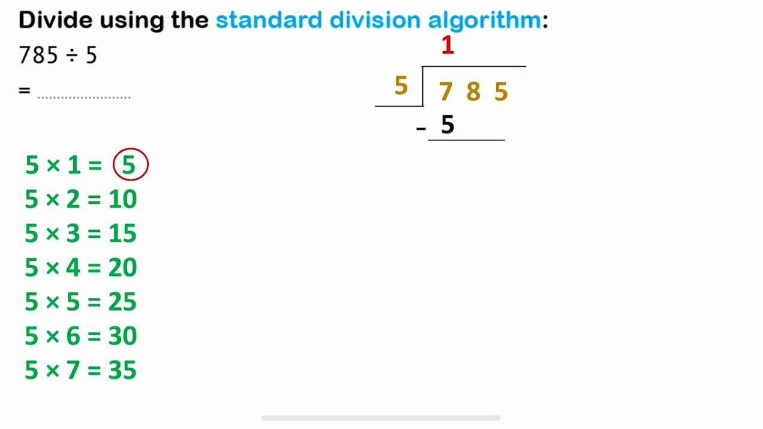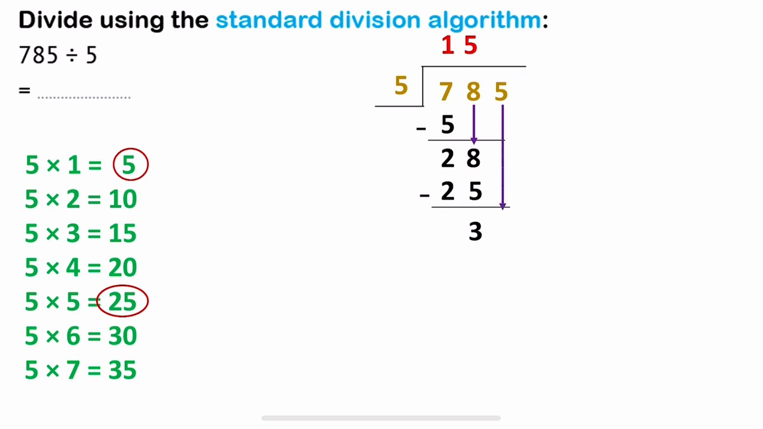After that subtraction, 7 minus 5 is 2. Then we bring down 8. The number is 28. Here we have 28? No, but we have 25. The number just before 28 and divisible by 5 is 25. So we put 25 and we put 5 up. After that subtraction, 28 minus 25 is 3.